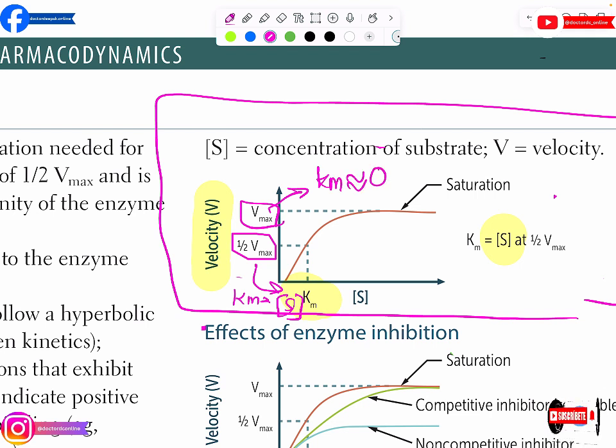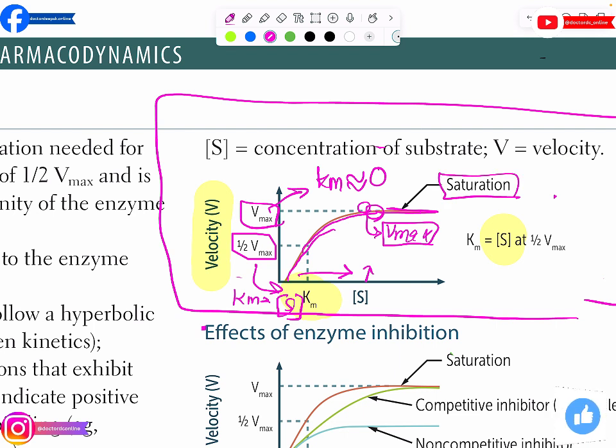Okay? And secondly, if you focus on this graph, the graph is going up. If I increase the substrate, the slope is increasing. But at one point, the slope becomes flat. When the slope starts to go flat, that point is Vmax. Okay? And it's the saturation of enzymes. And this is a specific point.